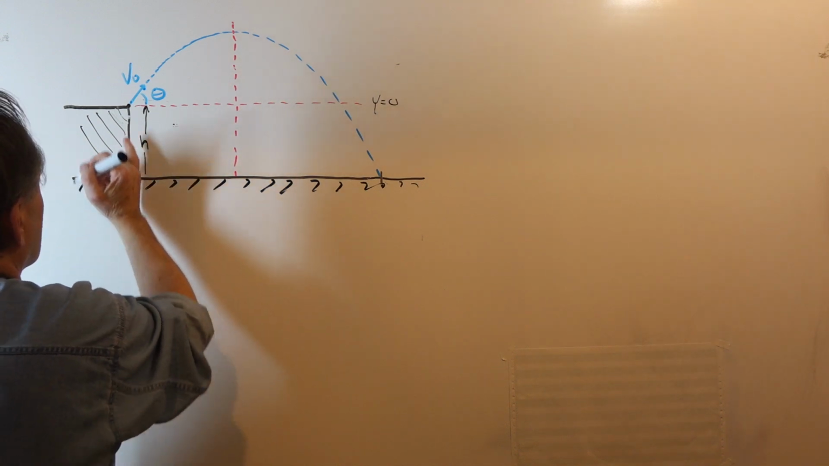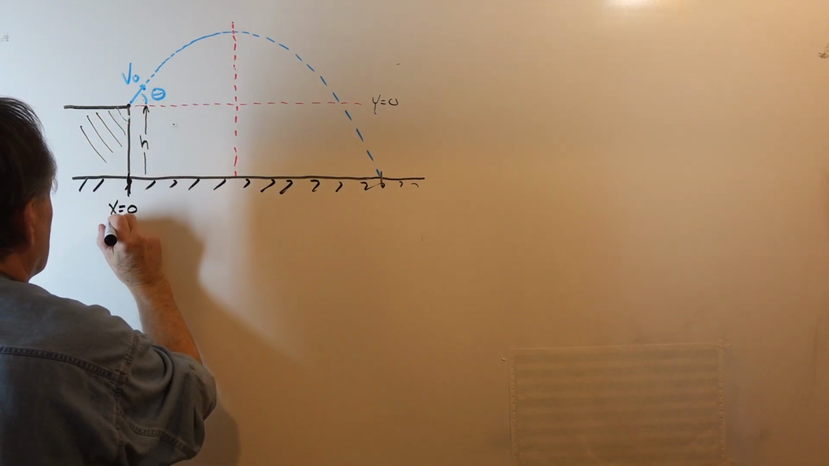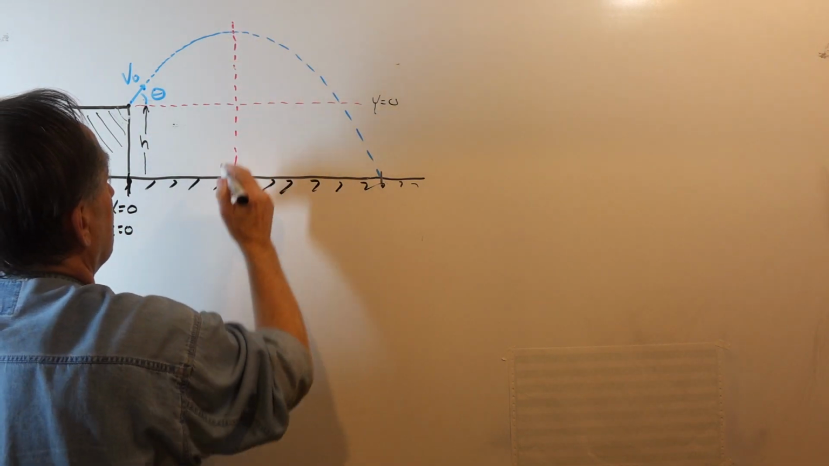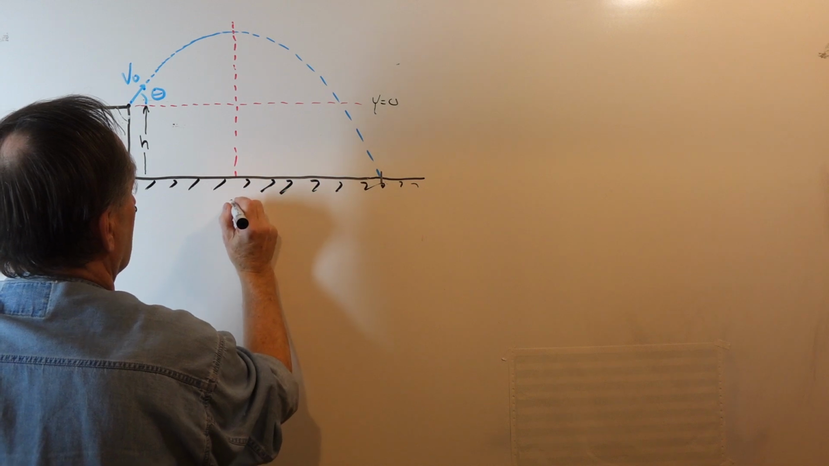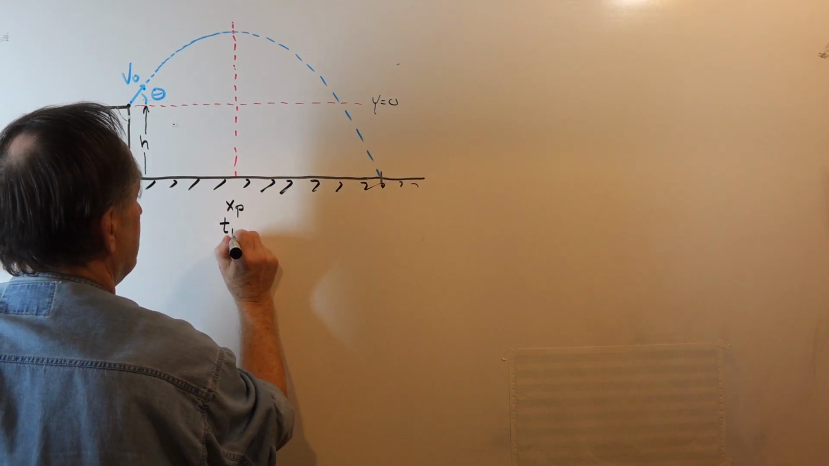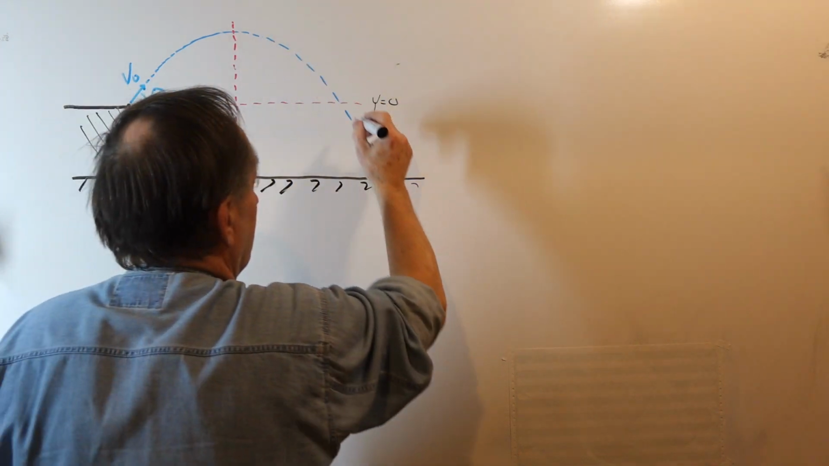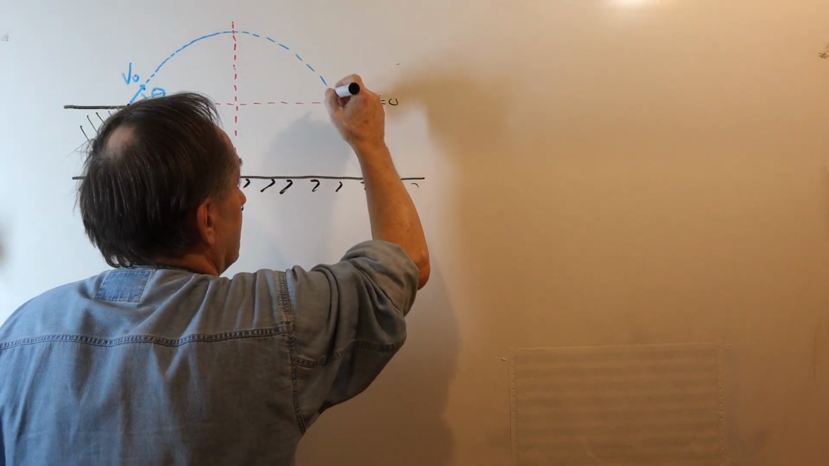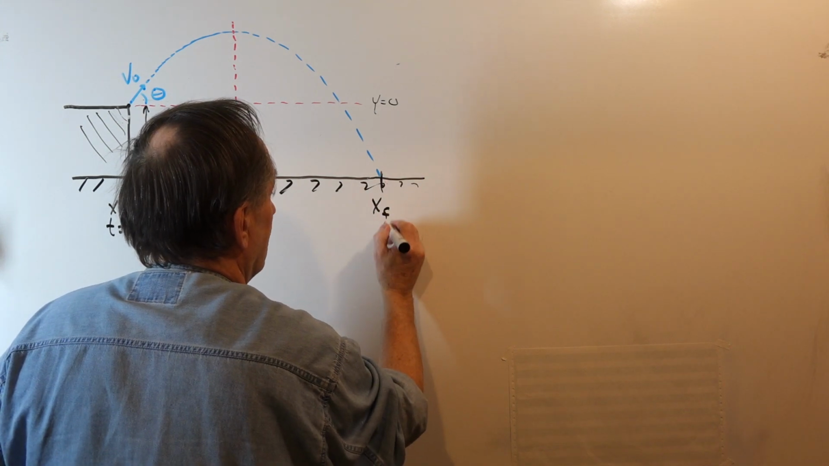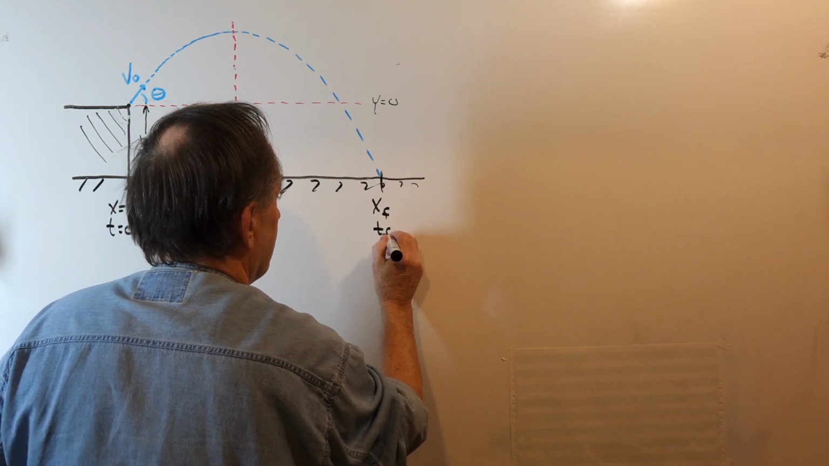So the projectile is at x equals 0 at t equals 0. It's going to reach a peak, and the peak will be at position x peak at time t peak, and then it'll start coming back down, and it'll hit the ground here at time t final.